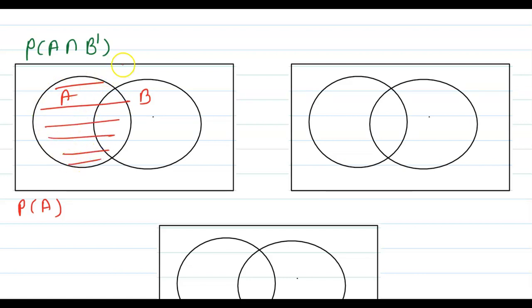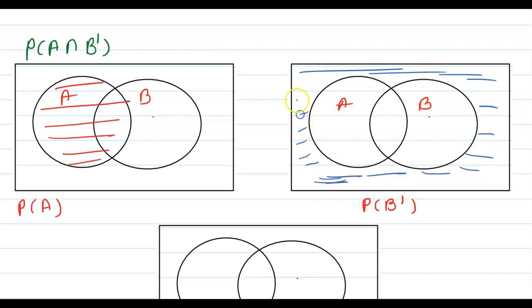Okay. Now, what about P of B complement? If this is A and this is B, the probability of B complement. B complement means not B. Not B means you can shade everything except B. So let's shade it. Except B, you can shade everything.